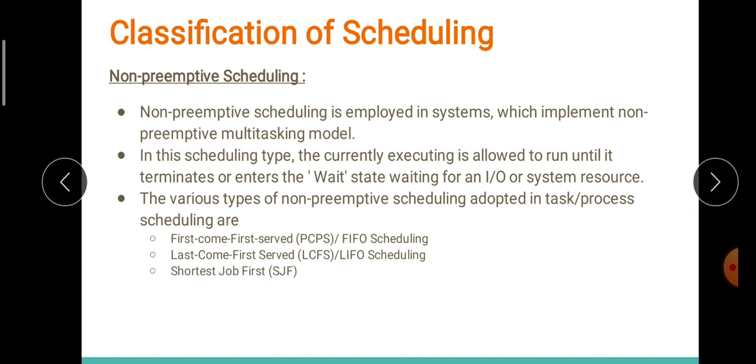Another type is the shortest job first. So you have three tasks. The first task requires say 2 minutes.